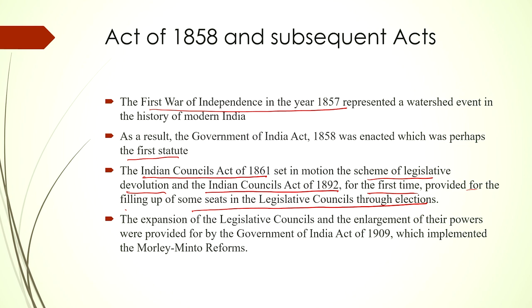Now you can see that through the Act of 1861 and then the Act of 1892, some kind of devolution of the powers of the legislative body in India took place. But soon after, in 1892, you also find that for the first time some kind of indirect elections were introduced, through which the members of the legislative councils would be elected. And thus the first glimpse of the possibility of having a representative institution, which, while enacting laws, would represent some voices of the people, was opened through the Act of 1892.